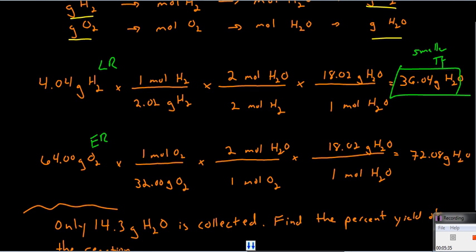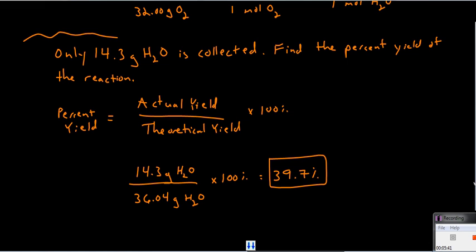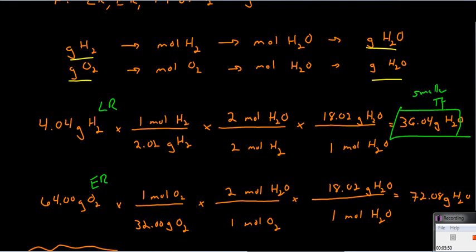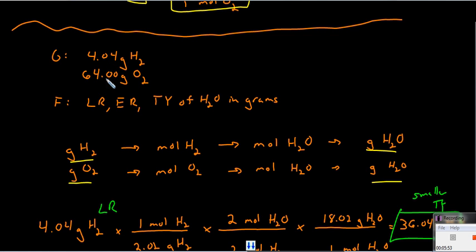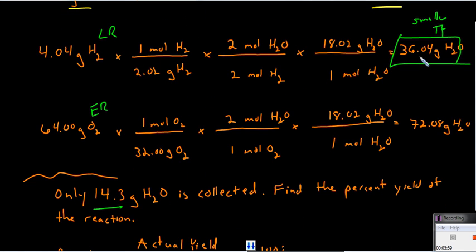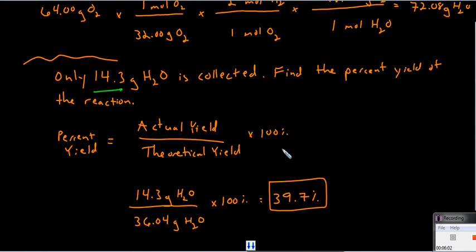Now what if I asked you to determine the percent yield of that reaction if you only collected 14.3 grams of water? Now if you reacted 4.04 grams of hydrogen with 64.00 grams of oxygen, you should have gotten 36.04 grams of water. But you actually only got 14.3 grams of water. Now, if this were a test, and you got 14 points out of 36, what percentage grade would you get on that test? You would get about a 39 or 40%.